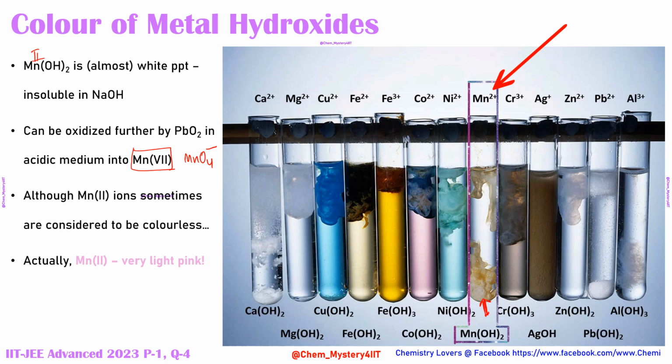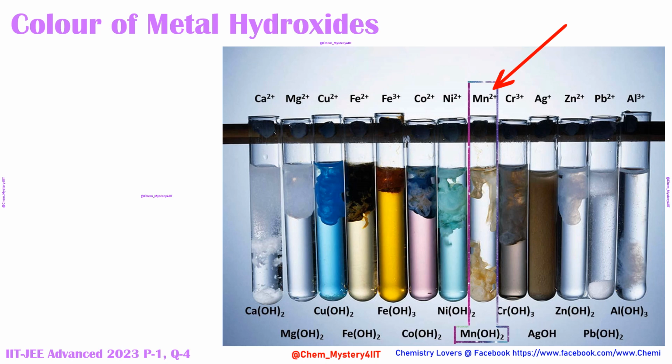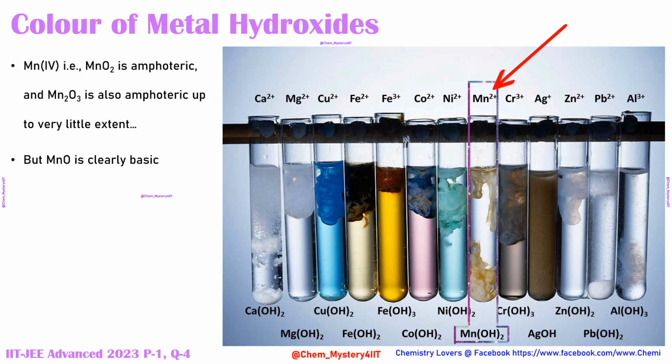One more point was left in the previous discussion. We were saying that MnO is very, very basic in nature. Although if you talk about manganese dioxide or even Mn2O3, they are amphoteric in nature. MnO2 is very clearly amphoteric, Mn2O3 up to a certain extent is amphoteric, less amphoteric than MnO2 you can say, or you can say Mn2O3 is more towards the basic side, less towards the amphoteric side.